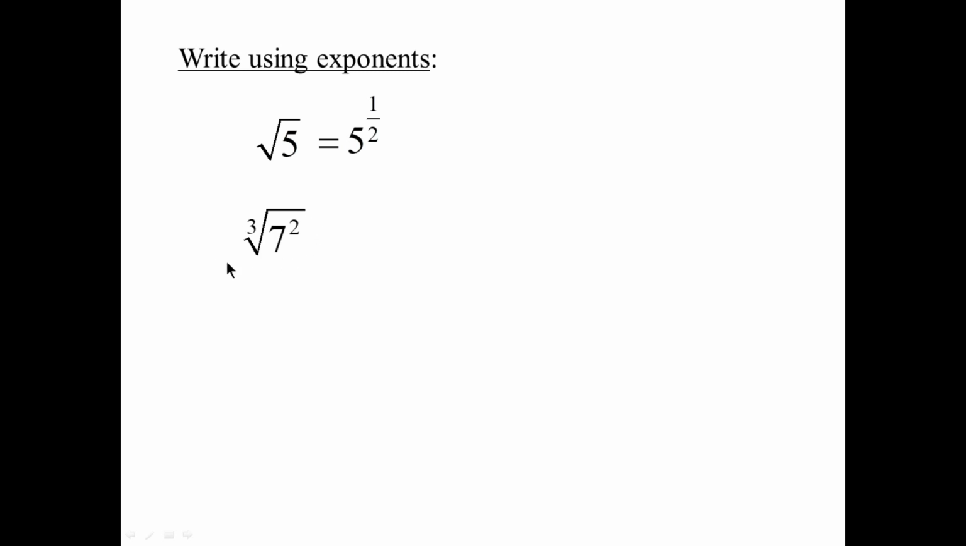Here's another expression, and our goal is to write it using exponents. The denominator will be 3, and the numerator will be 2. So it will be 7 to the 2/3.